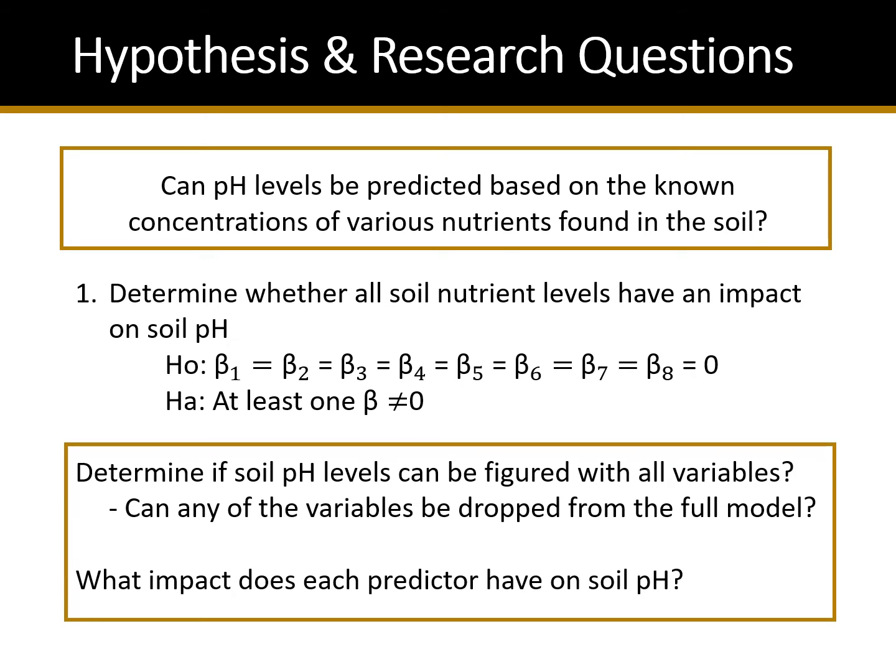Additionally, we want to determine if all variables in the full model provide an added benefit of information to help predict soil pH. In other words, can any of these variables in the full model be dropped? Lastly, I would like to determine the impact of each predictor on soil pH.